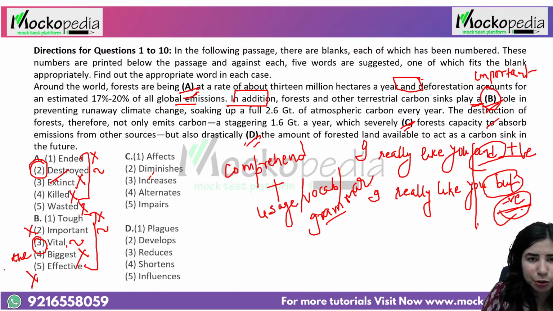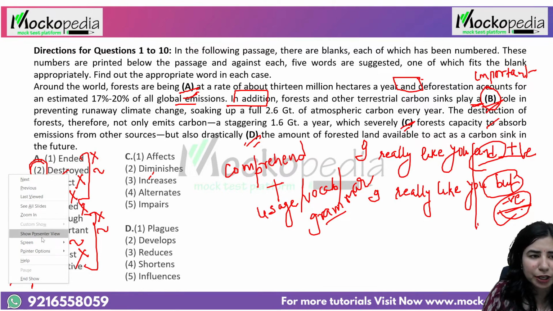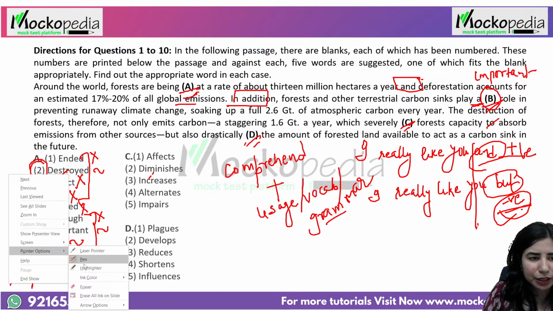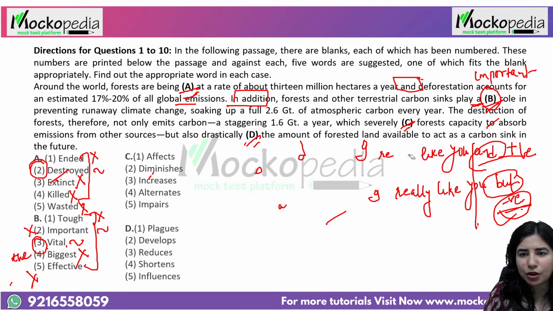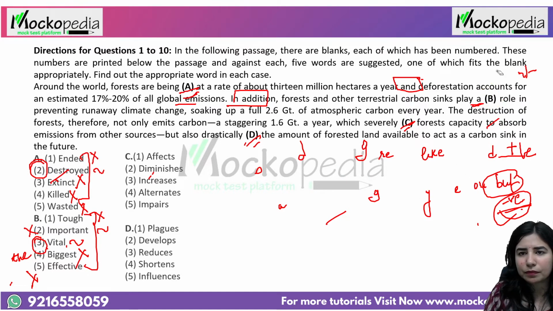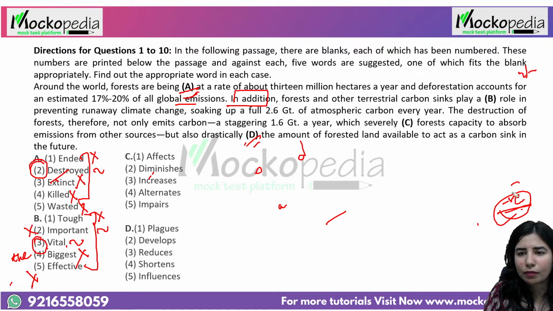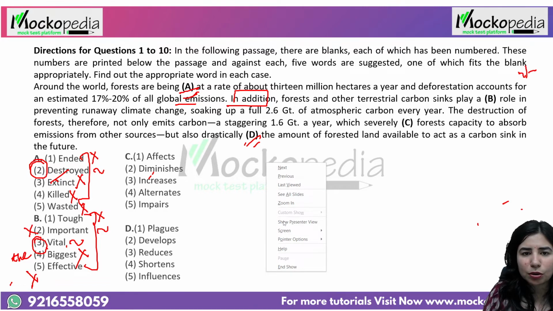Now let me explain it to you. I'll just rub the board, it will make it look more clear and we'll be able to understand better. So let me just rub something which is not necessary. That looks more neat. Right, so we were talking about this thing, right?